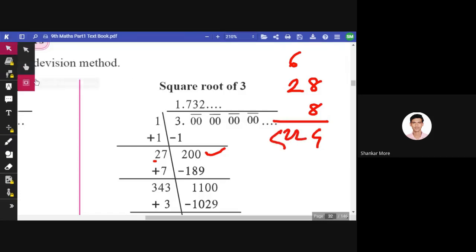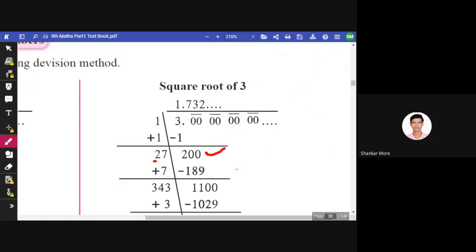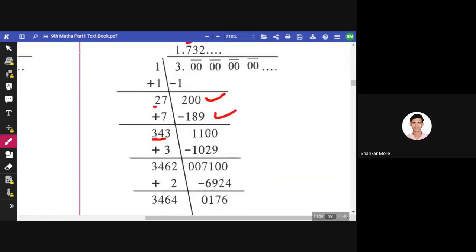So we cannot take 28 or 8 here, we have to take 27. So 27 sevens are 189. So I wrote 7 here, added 7, 27 plus 7 is 34. Now 34 is here, 200 minus 189 is 11, and these two zeros come down, so it becomes 1100, and 343 threes are 1029. So this is how it goes on and on.